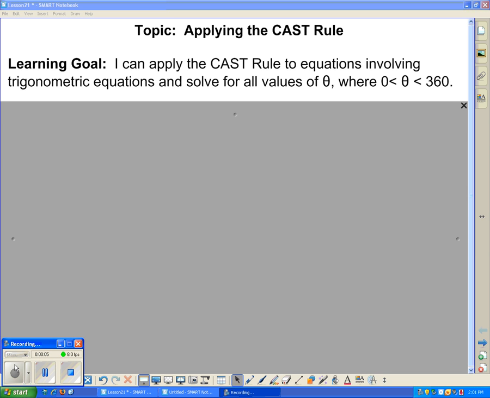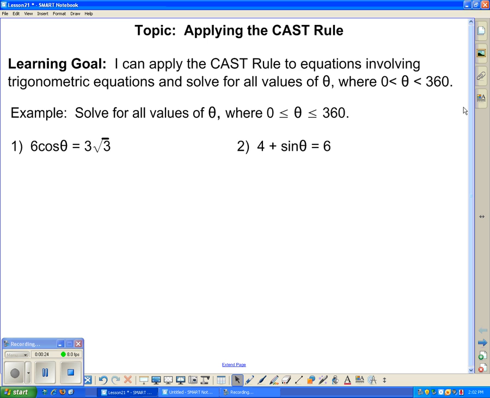So in the last video, we talked about how to calculate the cast rule, and we looked for the values in the particular quadrants. So today I can apply the cast rule to trig equations, or trig functions, and solve for all the values of theta. So we're looking at angles between 0 and 360 now. I've got a couple of examples to run through in this video. So let's start off with our first set of examples. We're just jumping straight in here.